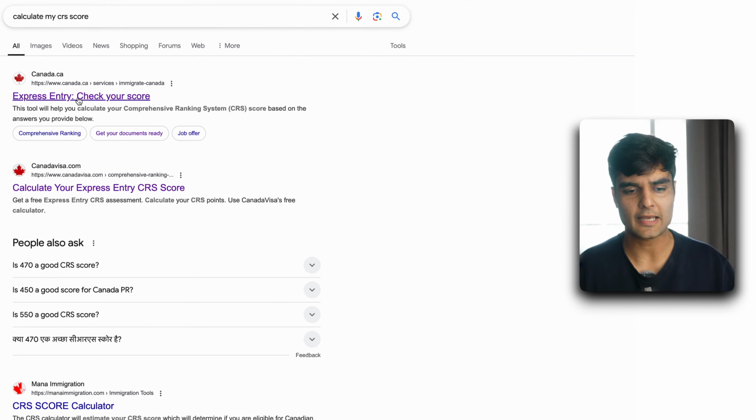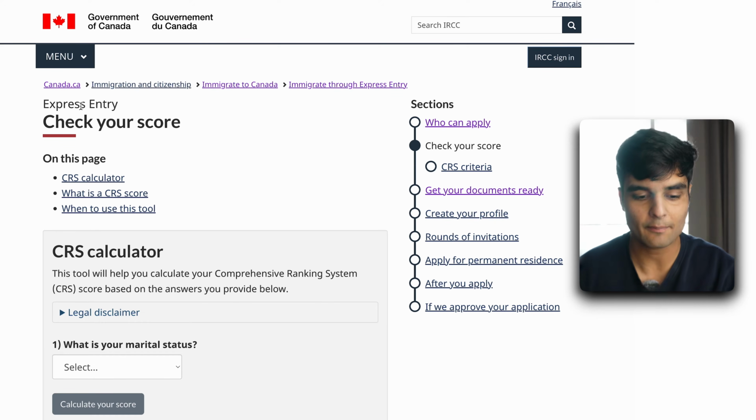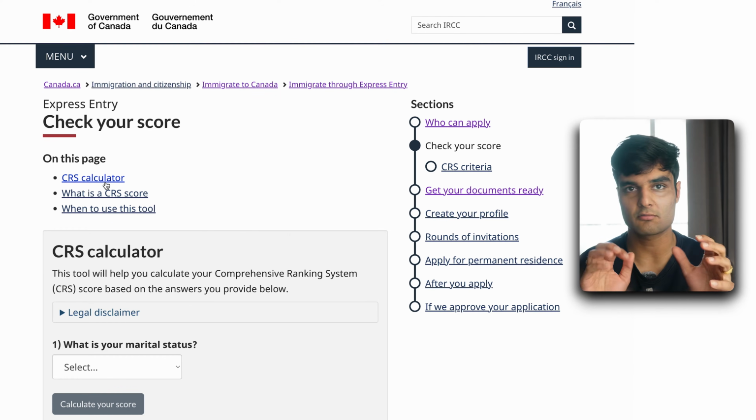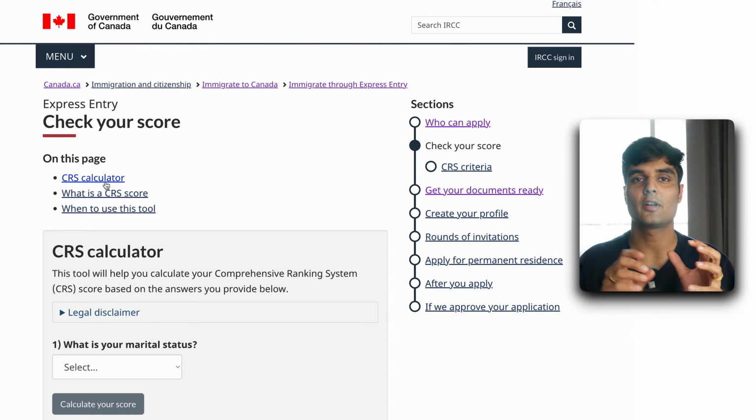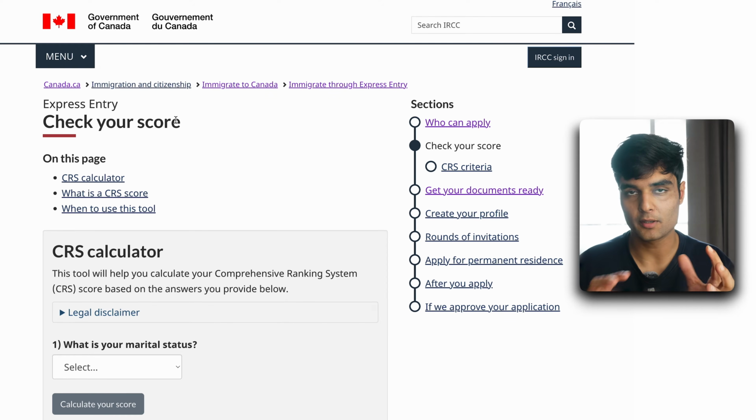So let's go on to one important resource which we use to calculate the CRS score, which is called Calculate Your Express Entry Score. You go onto the website canada.ca and on that you go to the CRS score calculator. Just go on the internet and type "calculate my CRS score Canada", and this website will open. Make sure to have the canada.ca website open, not any other third-party websites.